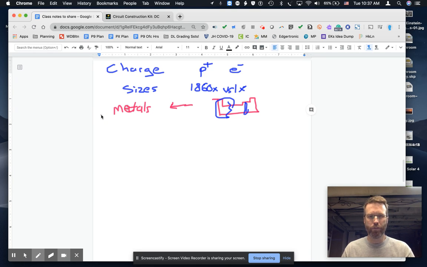So when atoms have few valence electrons, we give them a name, or we talk about them with a particular property, and you know that that property is that they are conductors.